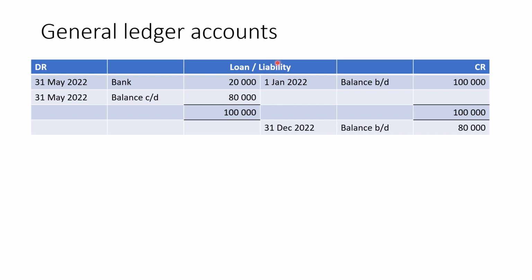So this is what your general ledger account would look like for the capital portion of your loan. At the 1st of January, you have a credit balance of 100,000. The 31st of May, we've just done the journal entry where you credit bank, debit the loan with 20,000. So from the 31st of May onwards, your loan balance becomes 80,000, and that's the balance until the end of the year. 31st of December, you owe 80,000.